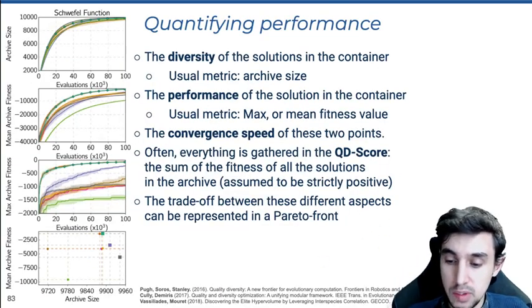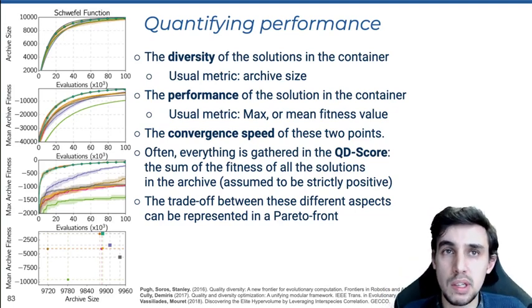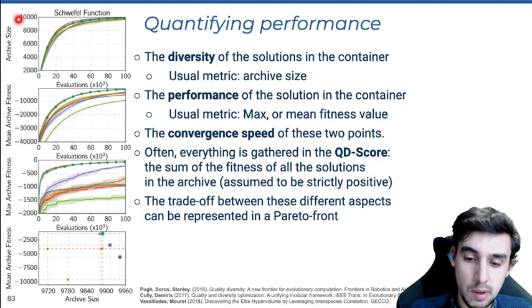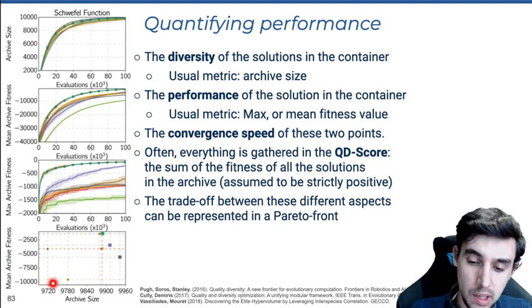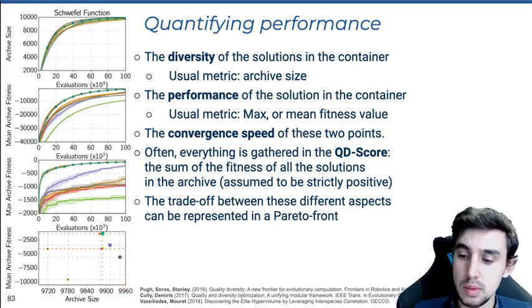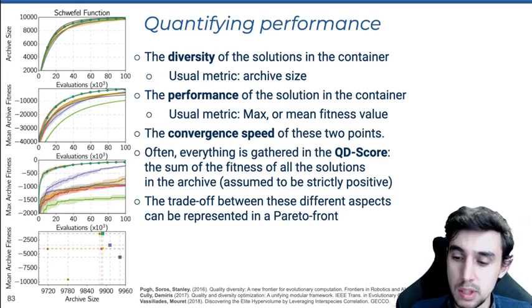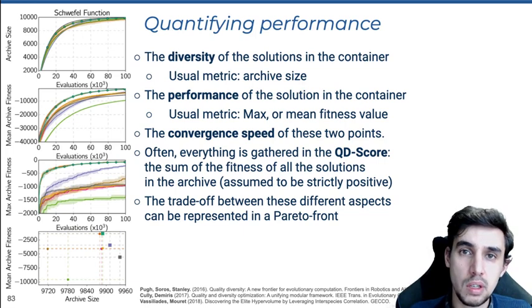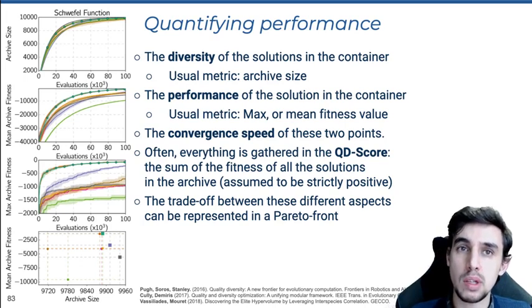I will cover here the different performance metrics that we usually use in quality diversity. This is a figure taken from this paper, where we can see some examples of metrics that we can use. What is important in quality diversity is the diversity of the solutions. Usually, to quantify the diversity of solutions, we use the archive size, so how many solutions are stored in our collection. Typically in MAP-Elites, it means how many cells in the grid are occupied by one solution.